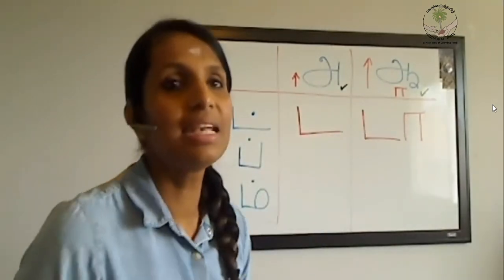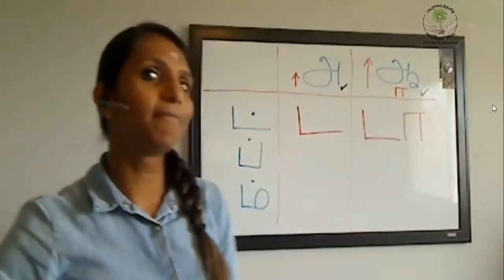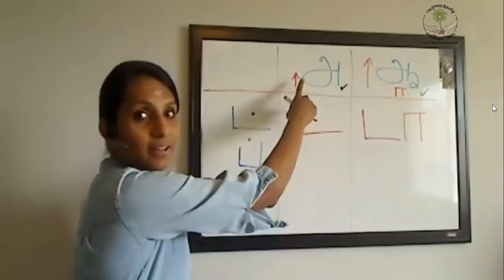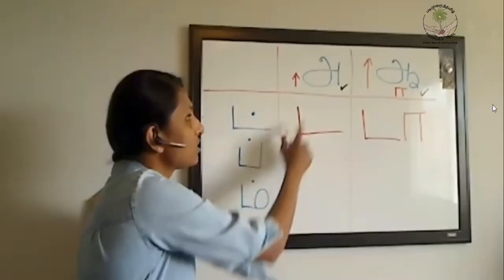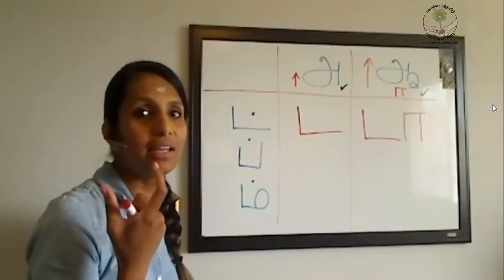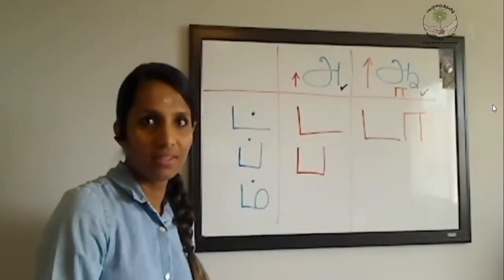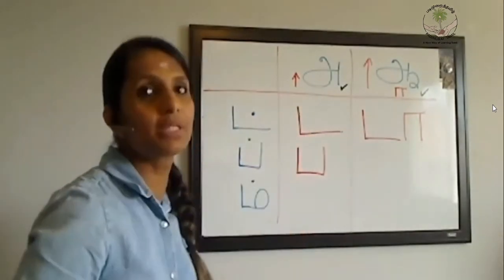Okay? The next one is, who wants to take a shot? Sasyanka? Up. Up. Up and then it is, ah, say it. Pa. Pa. Pa. Good. Okay? Very simple. You combine both together, it becomes pa.